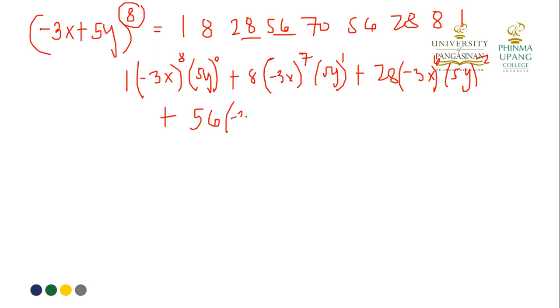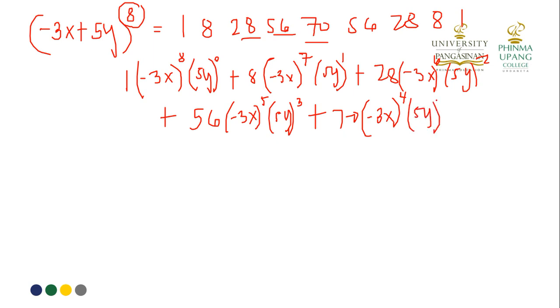56. Then negative 3x raised to 5, then 5y raised to 3. Plus next number is 70, negative 3x raised to 4, then 5y raised to 4. What is the next coefficient?